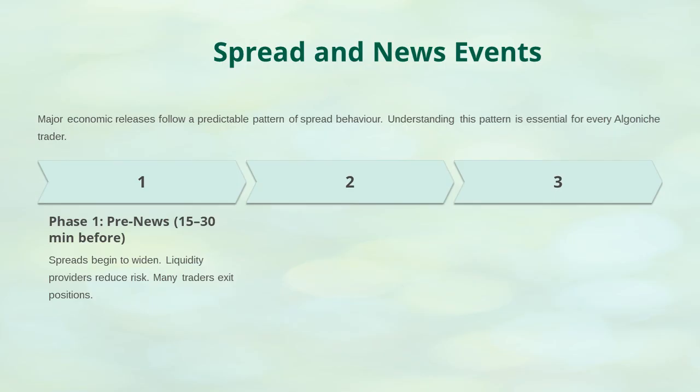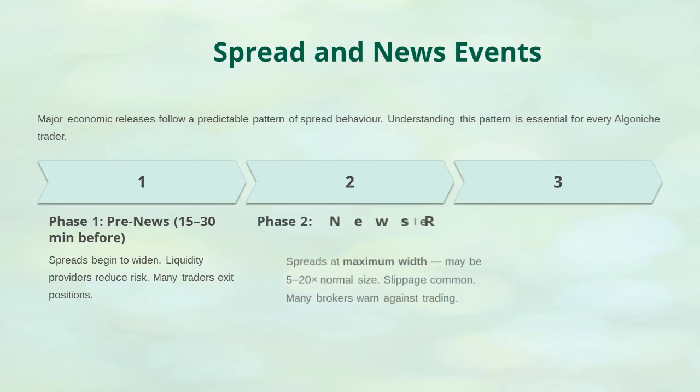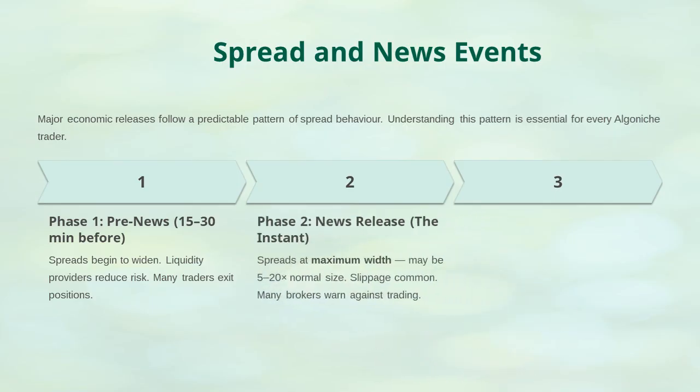Phase 2, the instant of the news release. This is when spreads are at their maximum width. They can be 5 to 20 times larger than normal. For Euro to US dollar, a normal spread of 0.2 pips might widen to 2 to 5 pips or more.